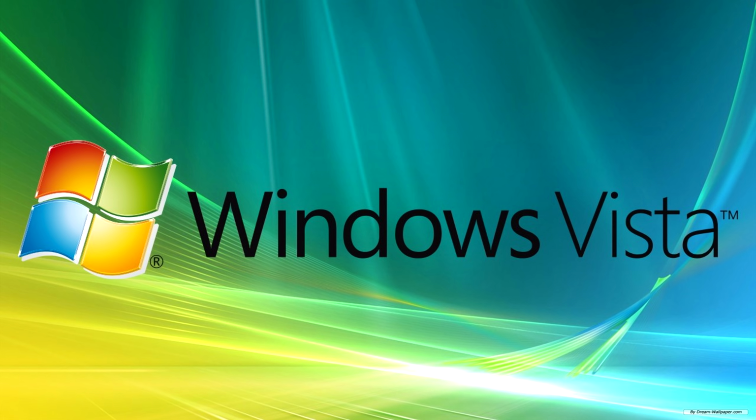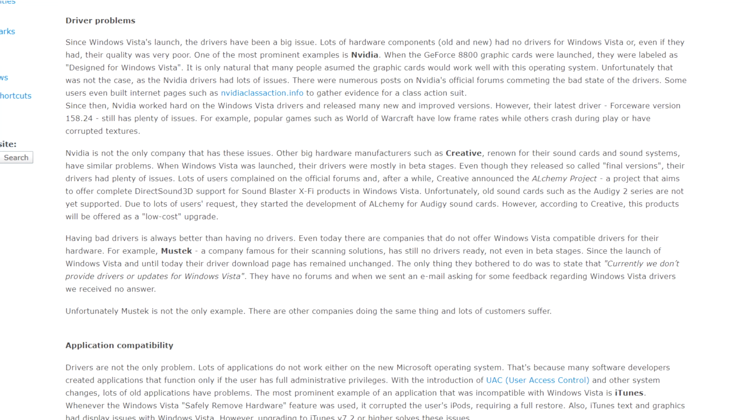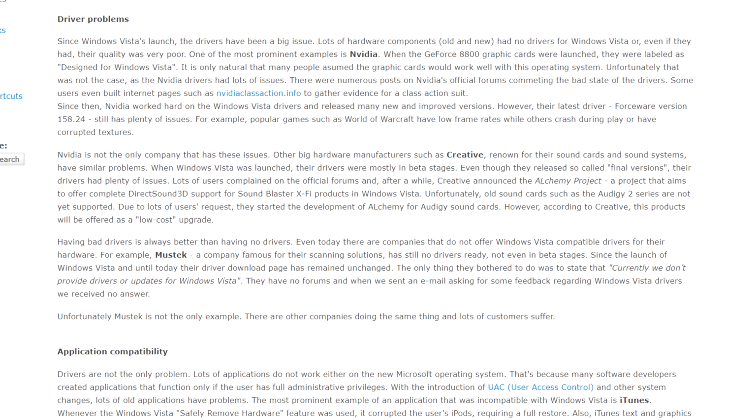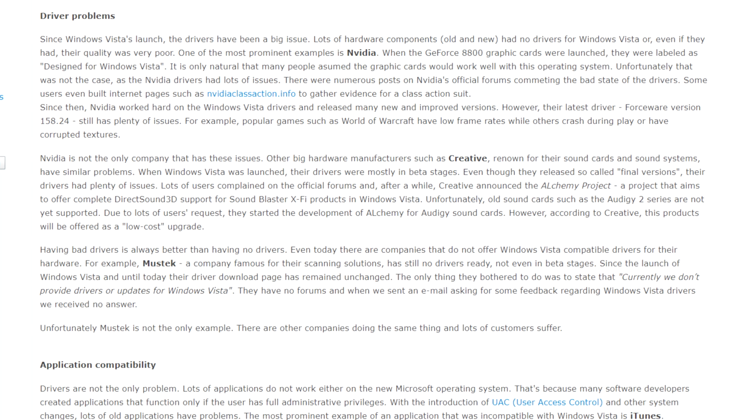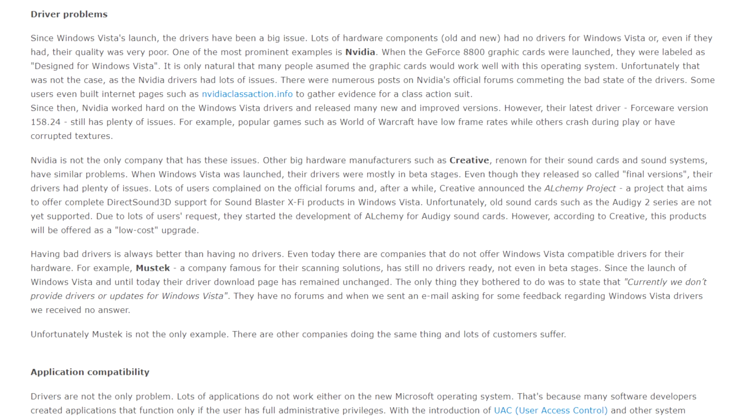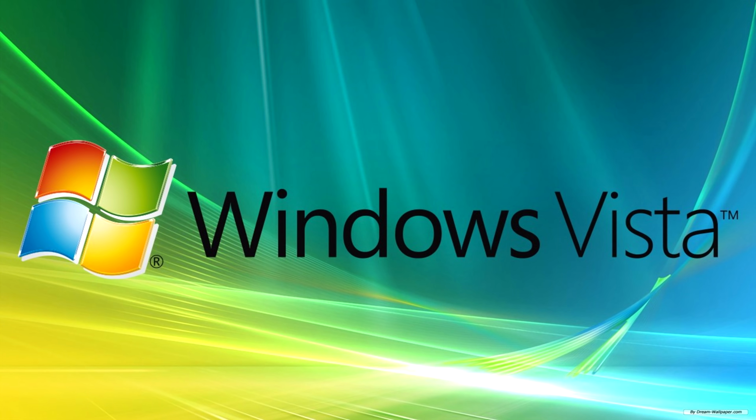Speaking of compatibility, another major issue regarding Windows Vista was the lack of driver compatibility when Vista was released. Many pieces of hardware just simply weren't compatible with Vista when it was released, due to the driver model of Vista being completely different than the one from Windows XP. As a result, new drivers had to be written specifically for Windows Vista, which a lot of hardware manufacturers neglected to do out of the gate.